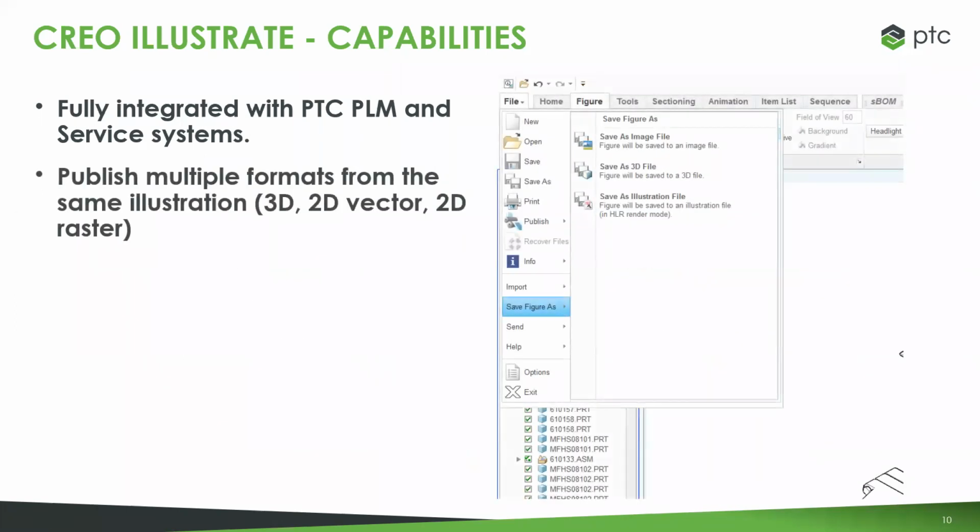And one thing to mention here too is the fact that once you're ready to publish an illustration, you have a lot of different options for publishing, all from that single illustration. So you could save off the 3D, 2D vector, 2D raster, image files, product view files. It's however you might want to be using this downstream.